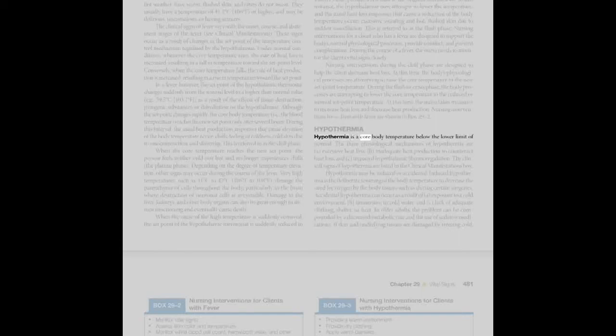Hypothermia. Hypothermia is a core body temperature below the lower limit of normal. The three physiological mechanisms of hypothermia are: A. Excessive heat loss, B. Inadequate heat production to counteract heat loss, and C. Impaired hypothalamic thermoregulation. The clinical signs of hypothermia are listed in the Clinical Manifestations box. Hypothermia may be induced or accidental. Induced hypothermia is the deliberate lowering of the body temperature to decrease the need for oxygen by the body tissues, such as during certain surgeries.